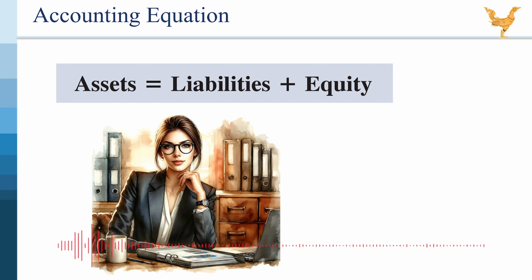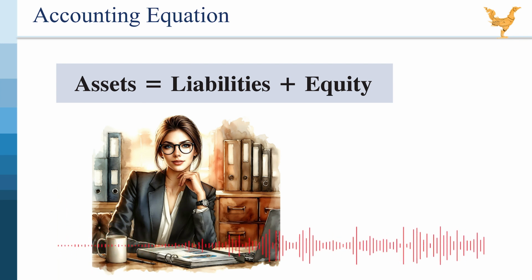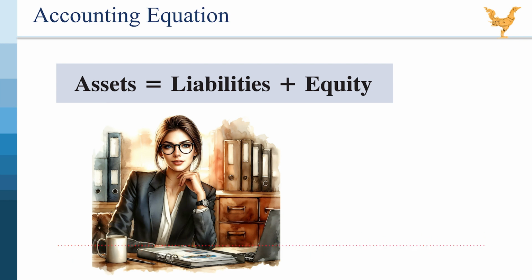Assets. These are things a company owns that have value. Think of things like cash, buildings, equipment, and even things like patents or trademarks. Liabilities. These are the company's obligations to others. Examples include loans, accounts payable, money owed to suppliers, and deferred revenue, money received for services not yet provided. Equity. This represents the owner's stake in the company. It's what's left over after liabilities are subtracted from assets. Equity can come from investments by owners or from profits the company has earned and kept.